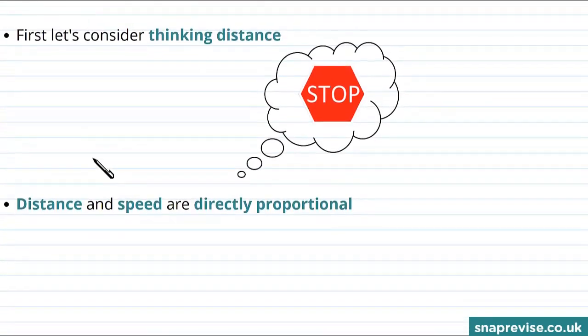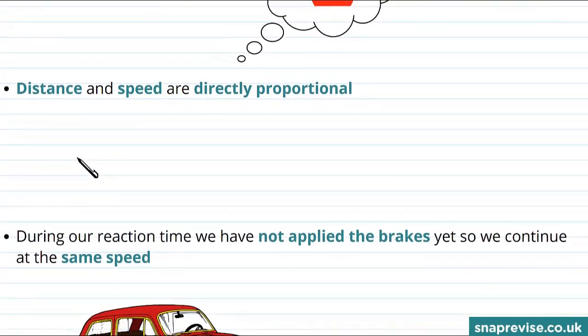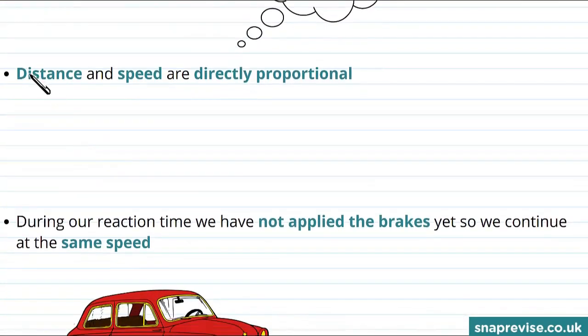Let's start by thinking about the relationship between the thinking distance and speed. Now, one thing to note at this point is that distance and speed are quantities which are directly proportional. And we know this from the equation: distance is equal to the speed multiplied by the time.